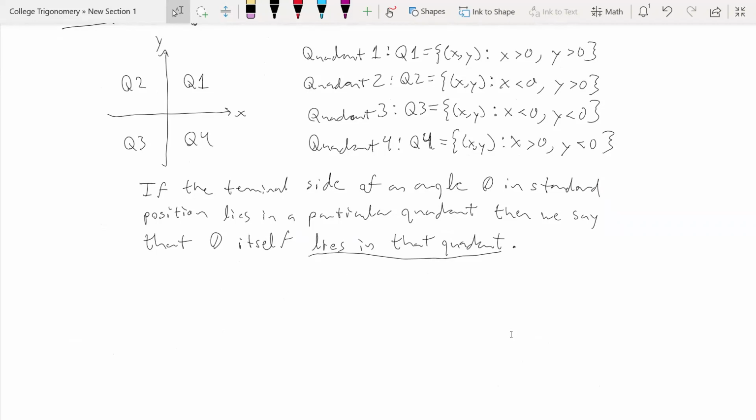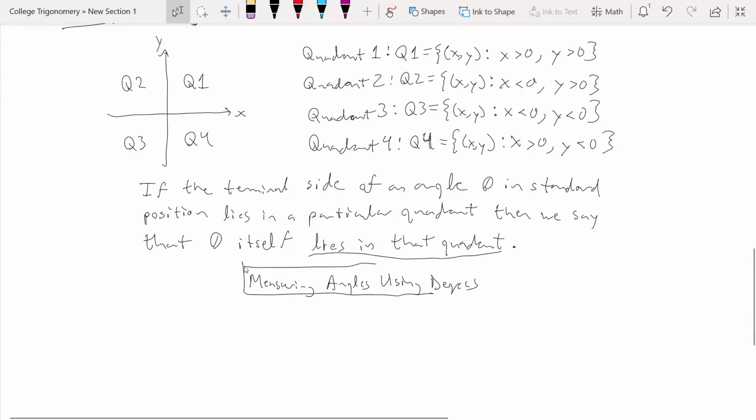All right, so the next subheading here: now that we've talked about angles in standard position, we can start talking about measuring angles using degrees, which is probably the one that we're most comfortable with. So I'll make a little note over here. And let's call it a definition, actually, because I am actually defining something here.